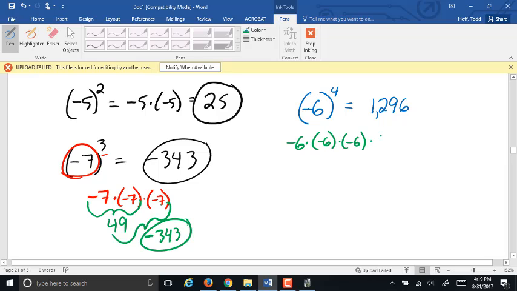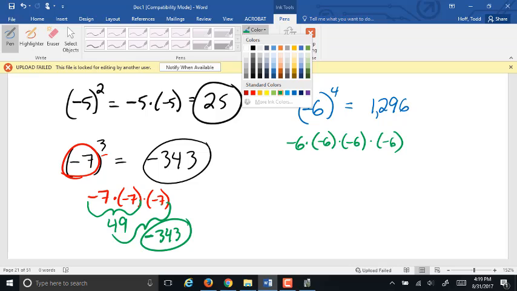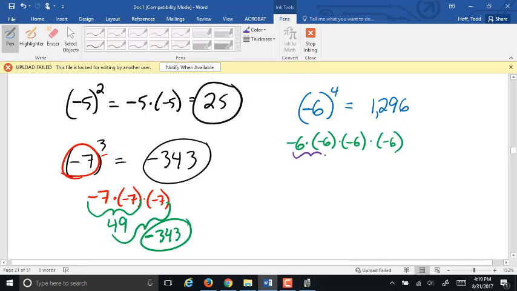Up here for negative 6 to the power of 4, that's negative 6 times negative 6 times negative 6 times negative 6. When we multiply that out, negative 6 times negative 6, a negative times a negative is a positive 36. Times the next one, 36 times a negative 6. A positive times a negative is a negative. That would be 216. Take that times the last negative 6. Well, it's a negative times a negative, which would be positive again. 216 times 6 is 1296.